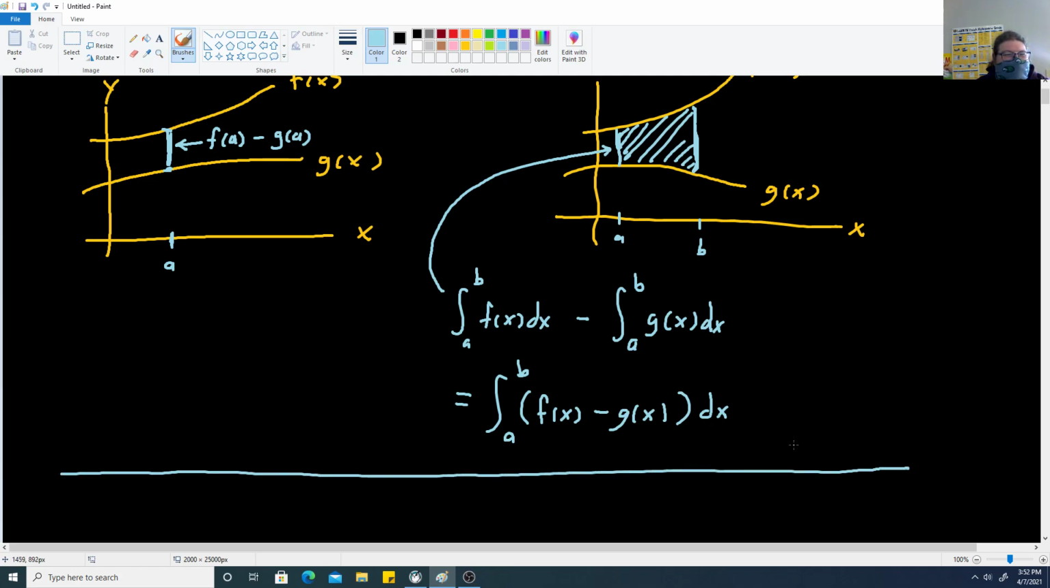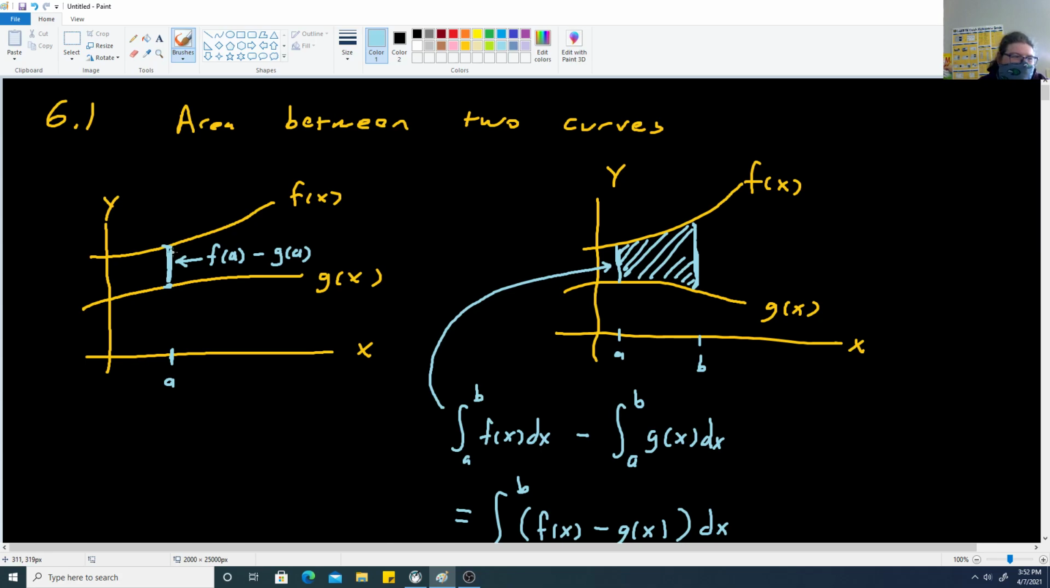So hopefully these initial ideas make sense, that the distance between them would be that. And then you can extend that idea over here to come up with the area. This argument for the area makes sense.